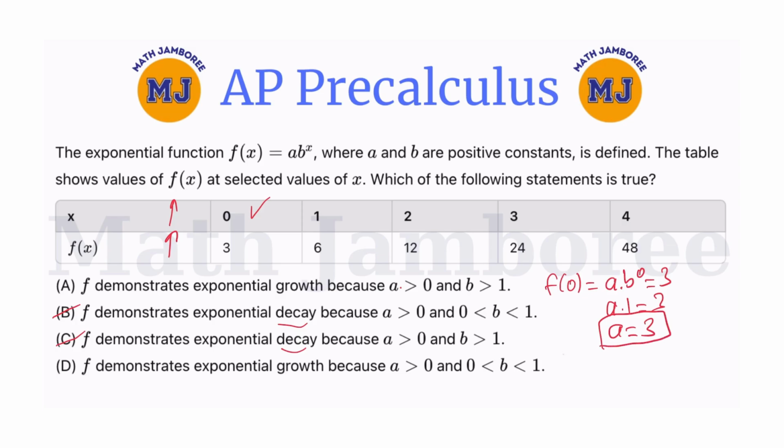So for the value of b, we'll use just f of 1. So f of 1 is, so a is 3, 3 times b to the power of 1 is 6. So b is 6 divided by 3, which is 2. So b is greater than 1. Therefore, the correct answer is choice A for this specific question.